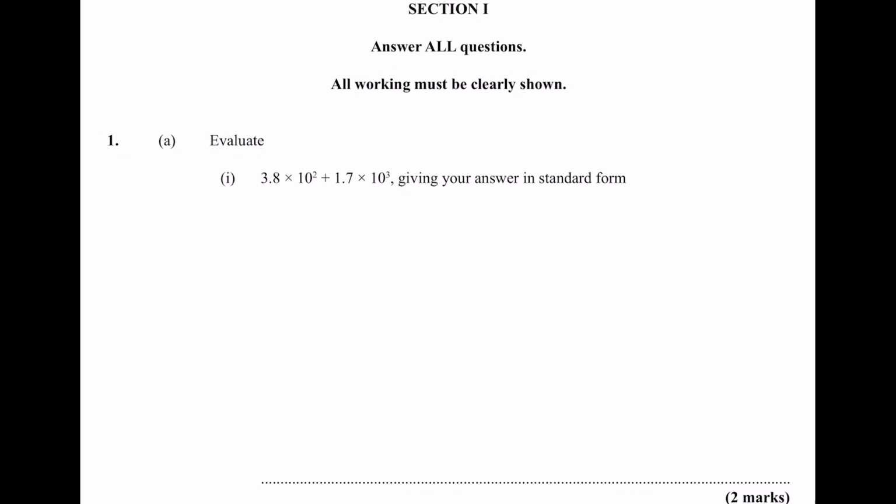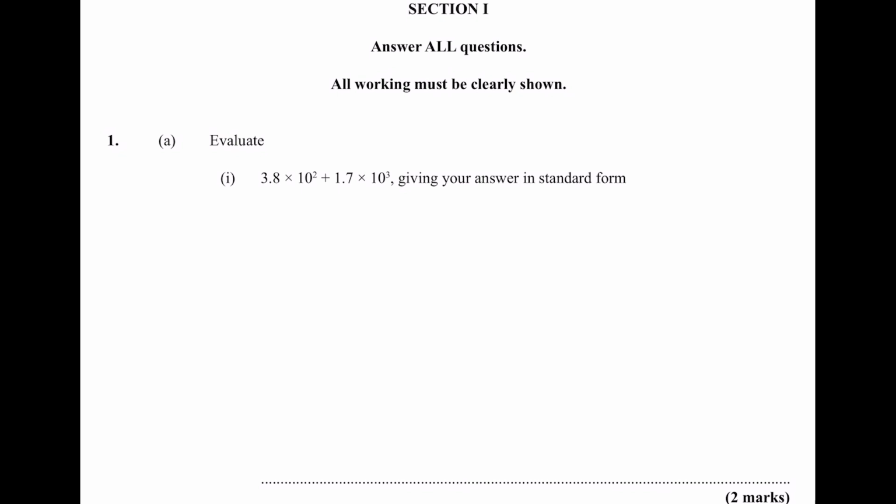In this video, we'll be looking at the 2019 January CSEC Mathematics past paper question number 1. And without further ado, we jump right in. So part A asks us to evaluate 3.8 times 10 raised to the second power plus 1.7 times 10 raised to the third power, giving our answer in standard form.